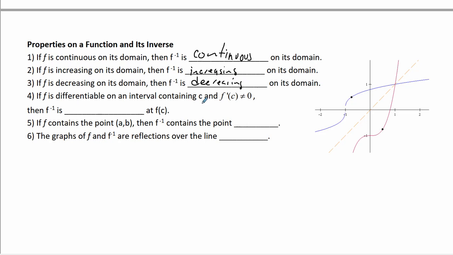If f is differentiable on an open interval containing c and the derivative at c does not equal 0, then f inverse is also differentiable at that point, as long as the derivative is not 0. If f contains the point (a, b), then the inverse contains the point (b, a). We have to flip the x's and y's. So the graphs of f and f inverse are reflections about the line y equals x. This line right there is y equals x, and this point is (a, b). When I flip it, it's now (b, a). I flip about that y equals x axis of symmetry.